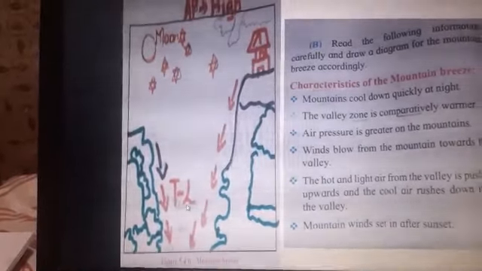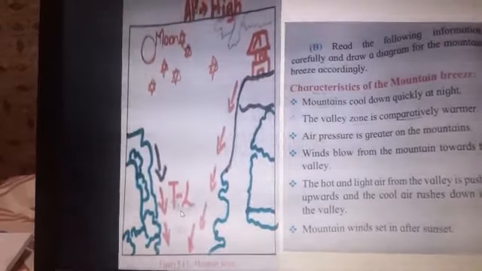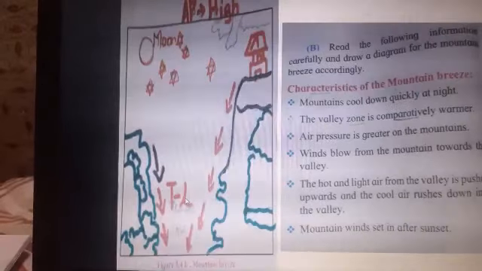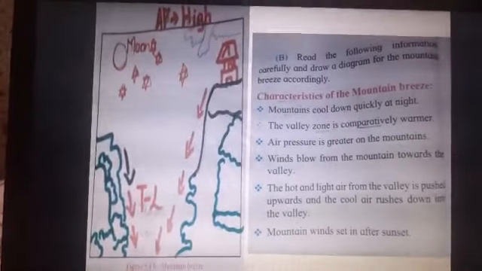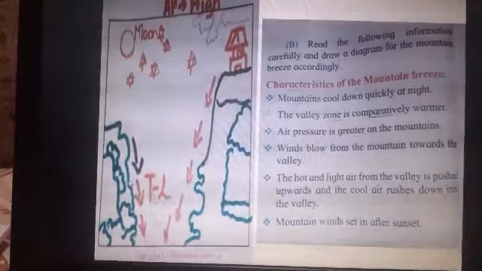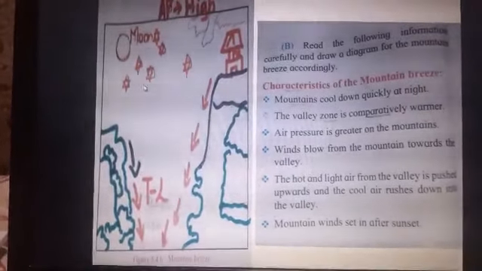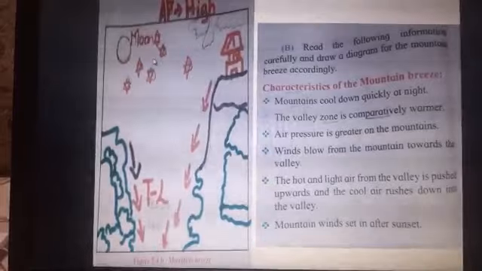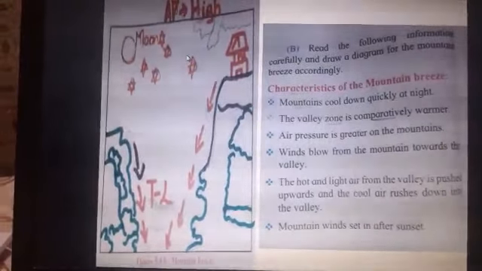Now what happens? The moon is there. Here in the valley, it cools down easily, so the temperature is low. It cools down quickly because the land gets heated up quickly and gets cooled down also quickly at night time. So the land got cooled, therefore the temperature is low. Whereas the air on the mountain top will take time to cool down. So here the air pressure is high, and the temperature is low.